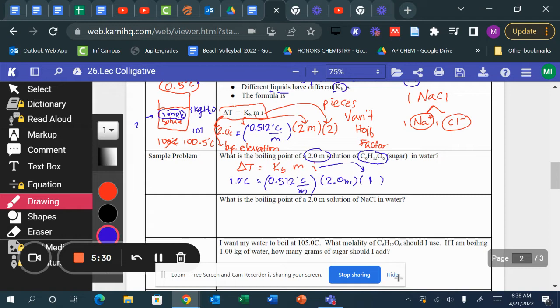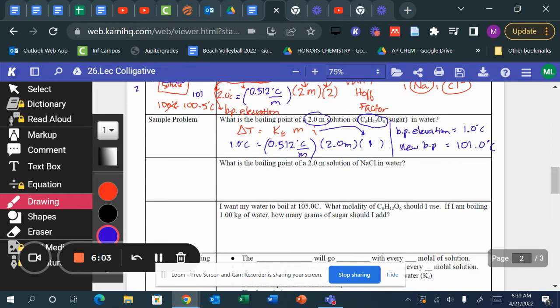Okay, so a couple terminologies here. 1.0 is called the boiling point elevation. It is equal to 1.0 degrees Celsius. But if I ask you what is the new boiling point, it used to be 100 and it goes up by 1, so it's now 101.0 degrees Celsius. So be careful what they're asking. If they ask for boiling point elevation, you say 1. If they say the new boiling point, you say 101. Okay, pause the video and try these 2 problems.